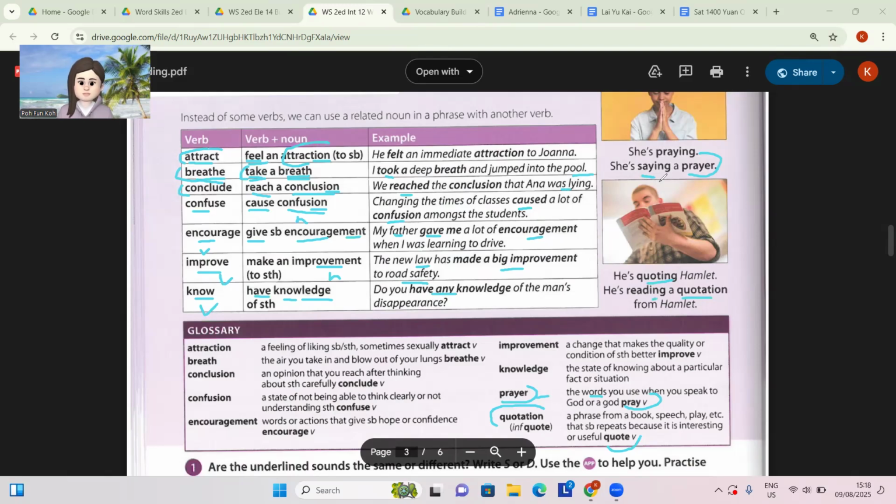Okay, fine. Three questions, everybody. I say a verb, you say a noun. Start from you guys. Know, knowledge. Confused, confusion. Breathe, breath. Improve, improvement. Good job. Next one.